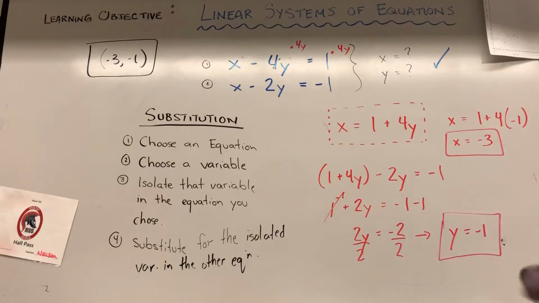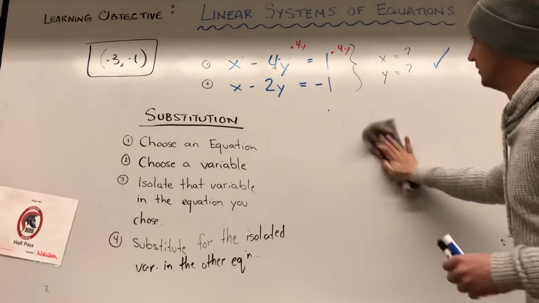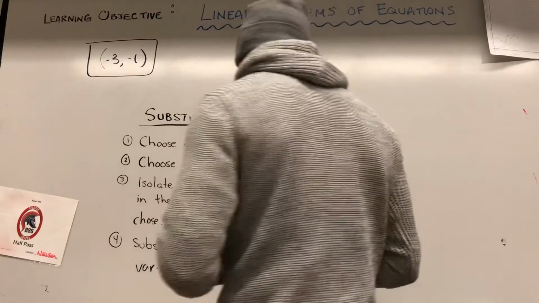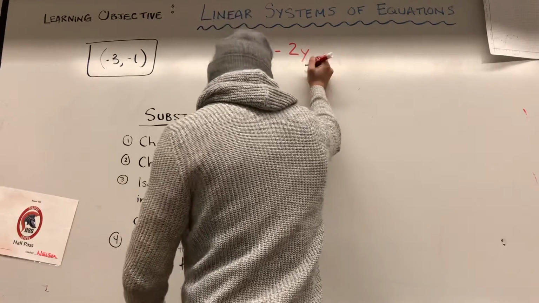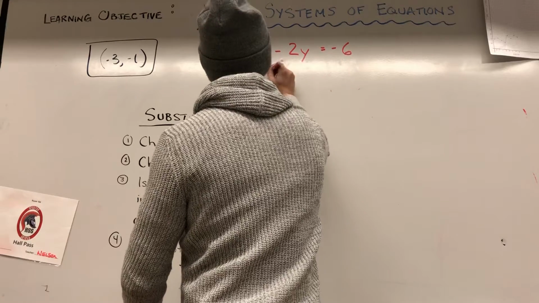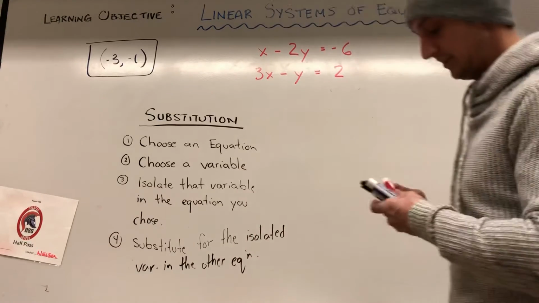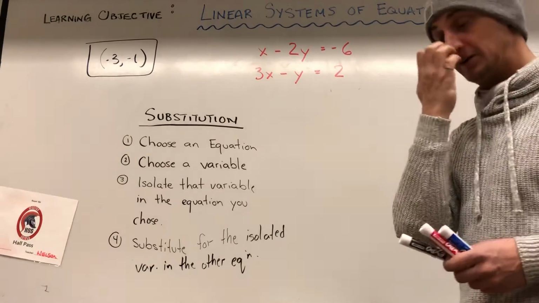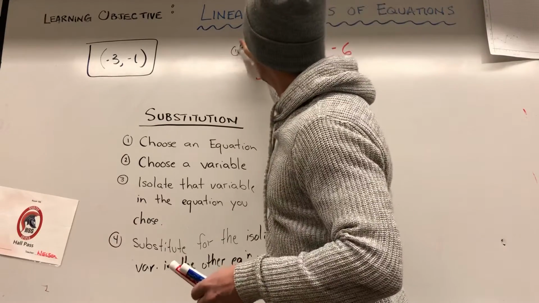And I'm going to leave my rules there. My steps. Okay, here we go. So let's try. I've got x minus 2y is equal to negative 6, and 3x minus y equals 2. Okay, there's my two equations in this case. So I have two variables, two equations. I can solve this. So let's see here. I'm going to call this 1, call this 2.